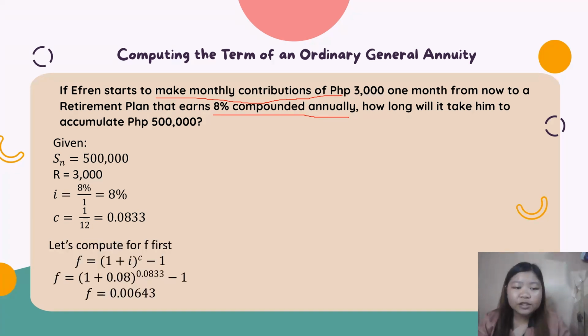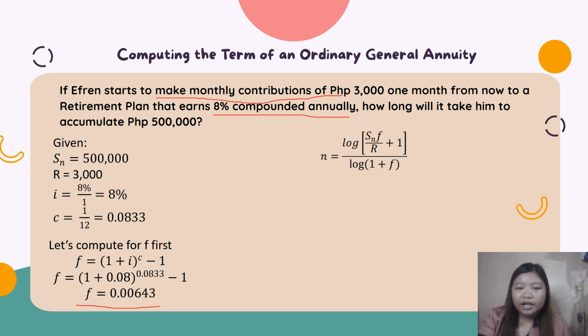The next is we will find our f. Let's compute for our f before we substitute our values in our formula. So f is equal to (1 plus i) raised to c, minus 1. So f is equal to (1 plus 0.08) raised to 0.0833, minus 1. Then simplify it, so we have 0.00643.